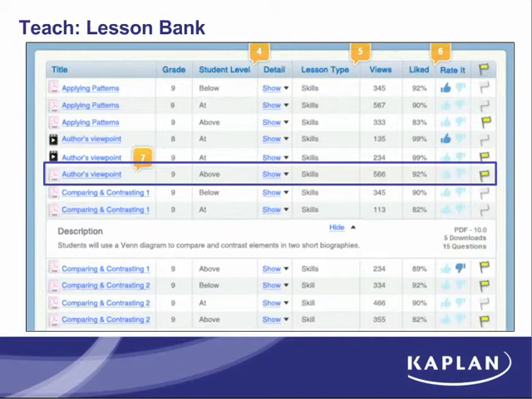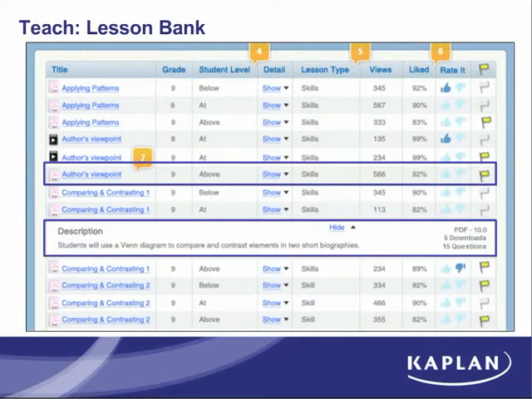The first one, Views, shows how many other people have viewed the lesson overall, and the next column, Liked, shows the percentage of those views who liked the lesson. This can be massively helpful since you can easily find the most popular lessons among your colleagues. You can also rate the lessons yourself and flag them for future use.